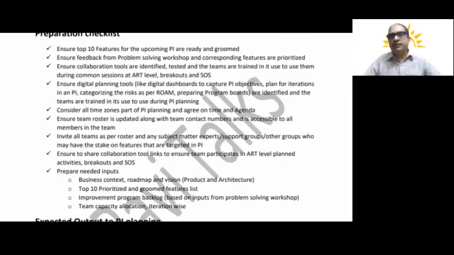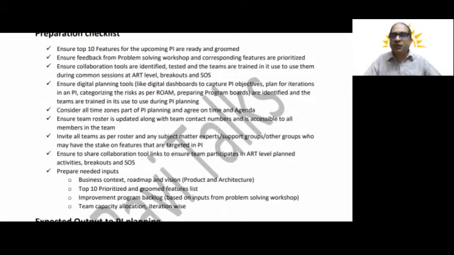Or else if it is your second PI, third PI, wherein you feel that you have the teams consistently delivering. When I say consistently, it should not be like in the first PI you have four teams, and in the second PI you removed one or two teams and then decided to go ahead with two teams. All these changes are best examples of anti-patterns.